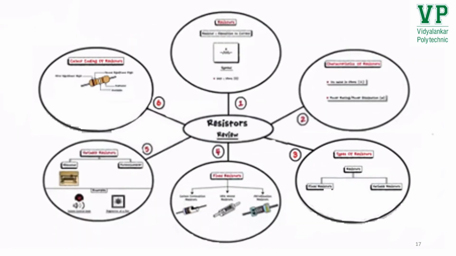Let's quickly review what all we have learned. First, in electronics, the component which opposes the flow of current is called a resistor. Second, resistors have two main characteristics, its value in ohms and its power rating. Third, there are two types of resistors, fixed resistors and variable resistors. Fourth, fixed resistors are again of three types, carbon composition resistors, wire wound resistors and metallization resistors. Fifth, we come across two types of variable resistors such as rheostat and potentiometer.